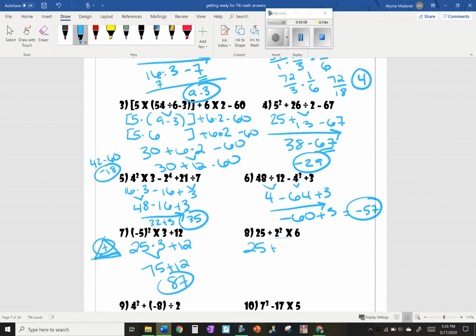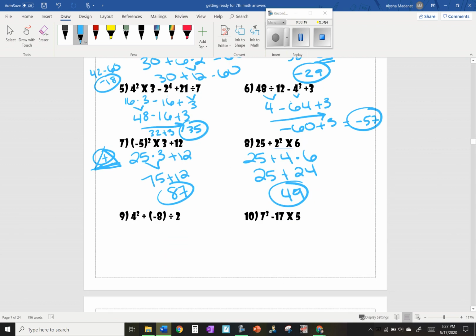Number 8, you would solve 2 squared, which is 4 times 6. Do 25 plus 24. When you solve it, you're going to get your 49 for number 8. Number 9, you've got 4 squared, which is 16, plus your negative 8 times a positive 2.